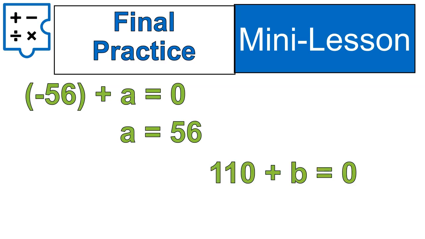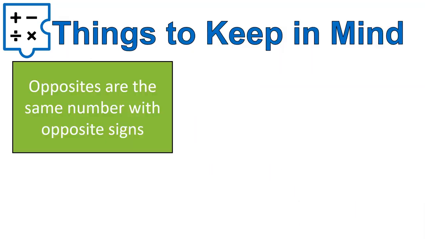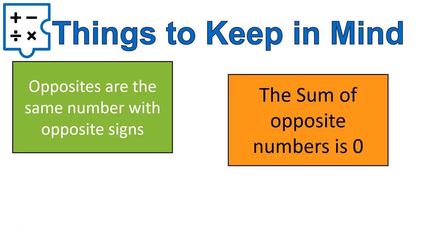All right, try this one out. 110 plus b is equal to 0. What's my value for b? b is equal to negative 110, because positive 110 plus negative 110 gives me 0. All right, so a couple things to keep in mind. Opposites are the same number with the opposite sign, and when you add opposites, your result is 0. So the sum of opposite numbers is 0.